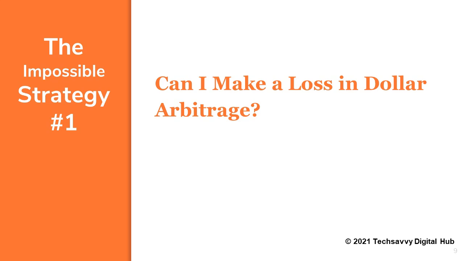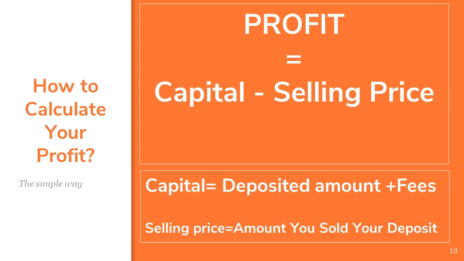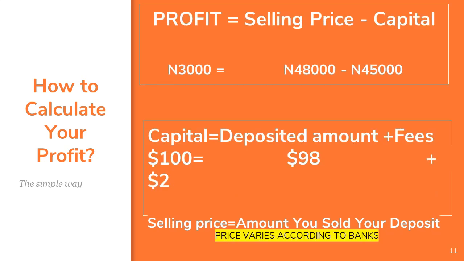I want you to start with the beginners class until you fully understand everything you need to know, how to navigate, how to do your calculations and everything. So, how do you calculate your profit in dollar arbitrage? Very simple. Your profit is your selling price minus your capital. What is inclusive of your capital is the amount of money you're depositing plus fees. You might decide to deposit $100 and the website you're using might decide to take $2. So it means you're going to be paying $102.